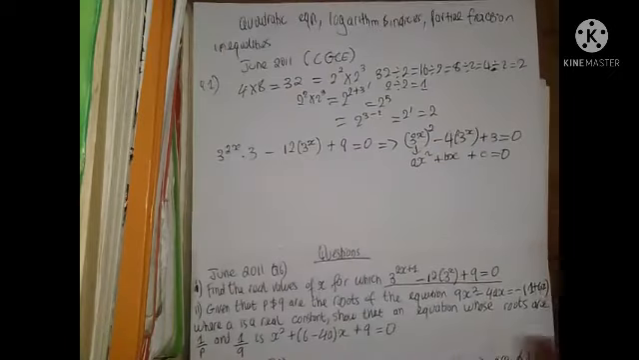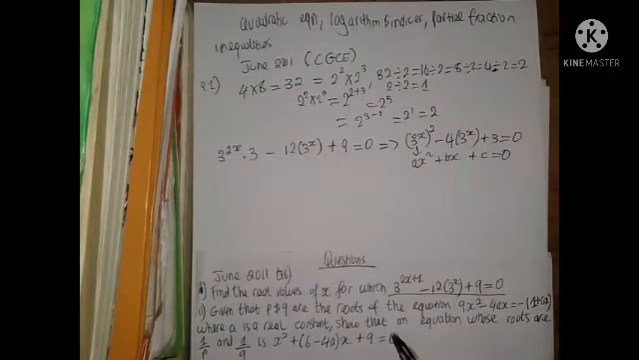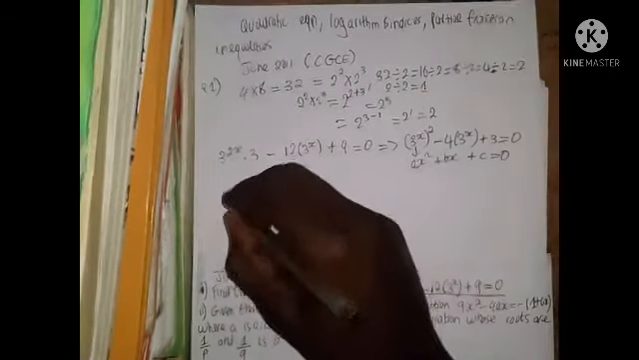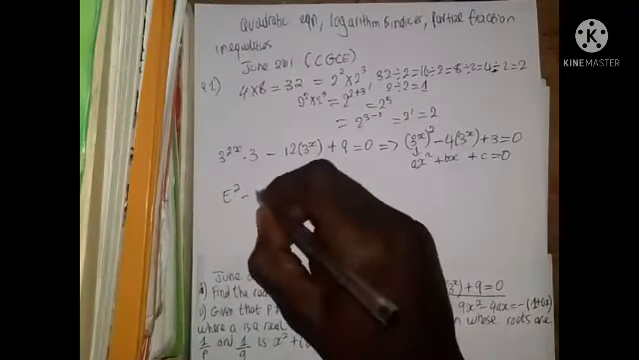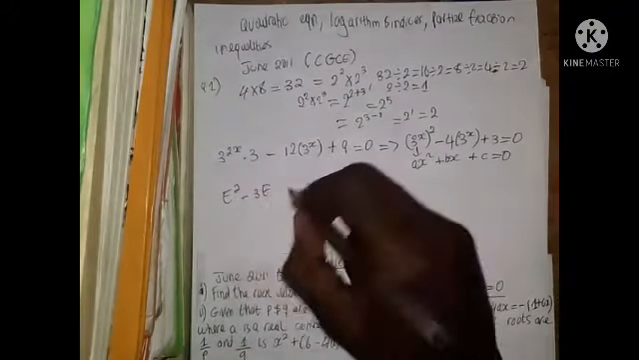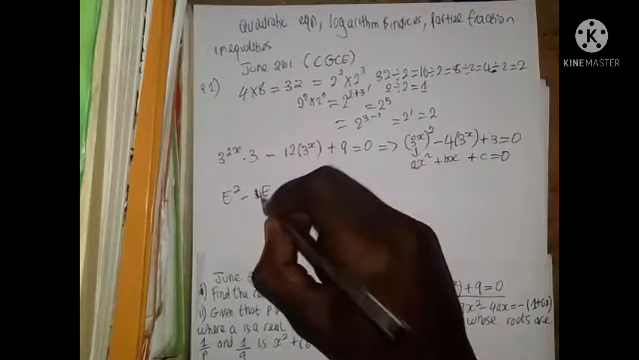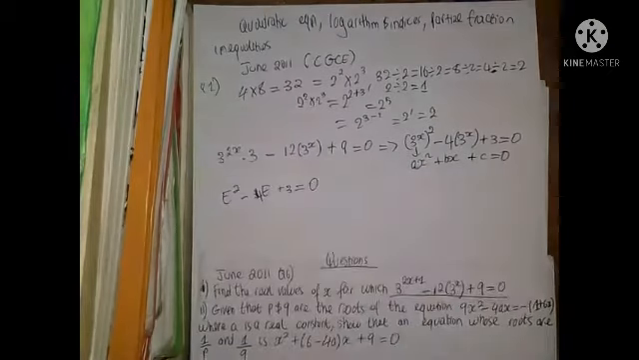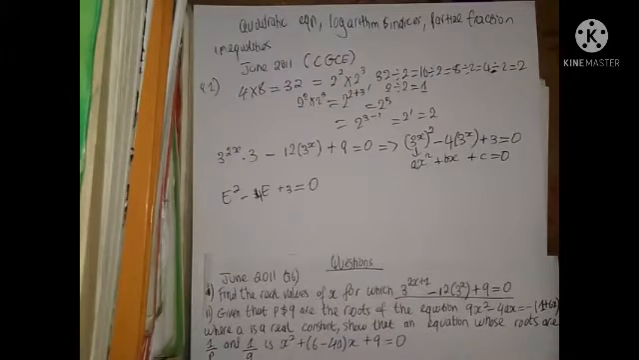Okay, so let's say the arbitrary letter could be e, could be p. It's our choice. I'll choose e. So we have e squared minus 4e plus 3 equals 0. Now, here we are with the quadratic equation.